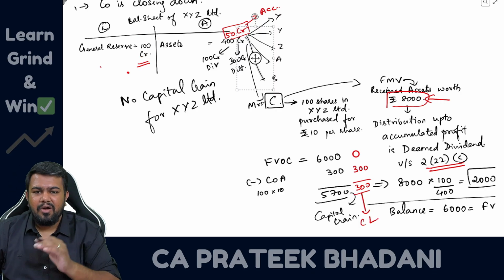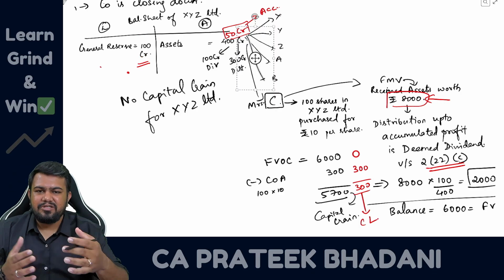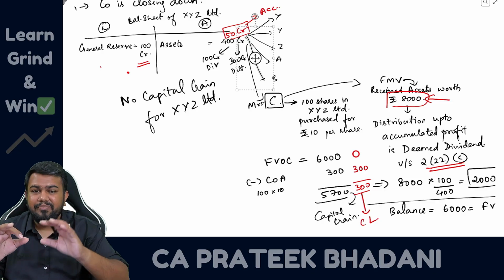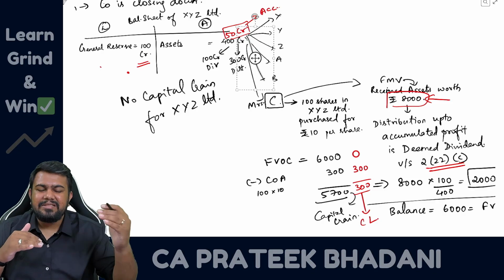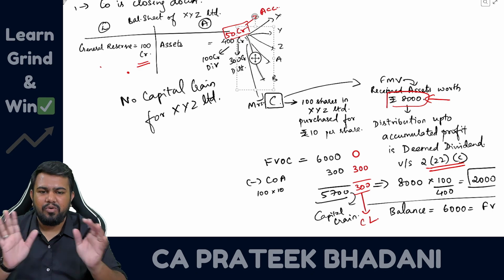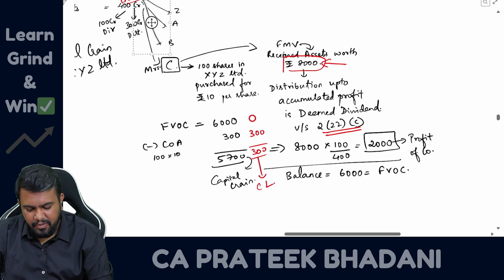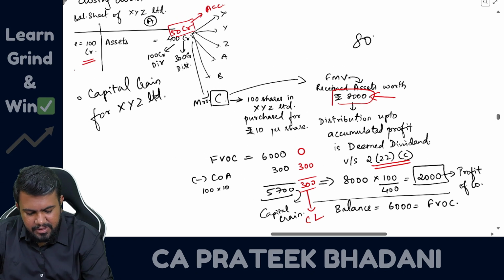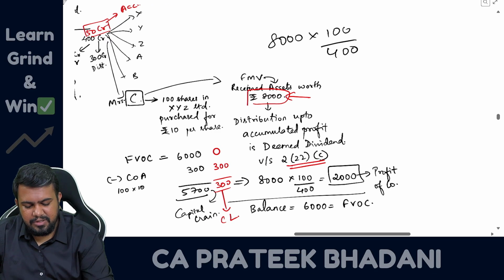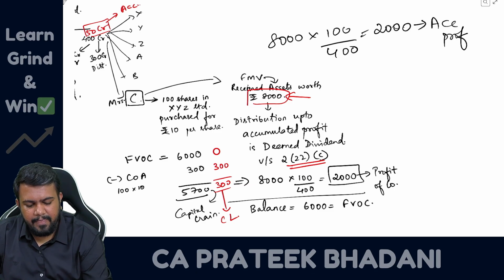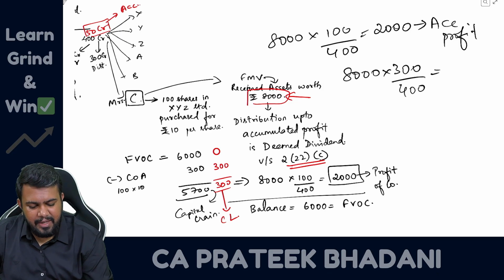So it means 1 out of 4, that is 25% of the fair market value, is from the accumulated profit. The balance asset is not from accumulated profit. So in this 8,000, 8,000 multiplied by 100 crores divided by 400 crores is equal to 2,000. This 2,000 has come from accumulated profit. Then 8,000 multiplied by 300 divided by 400 is the balance. It has not come from accumulated profit.